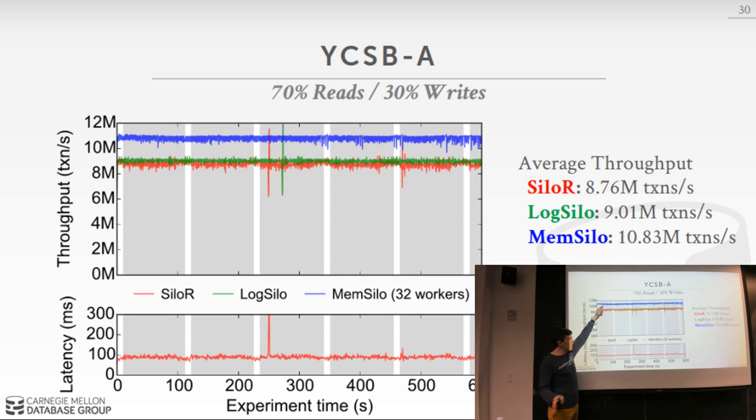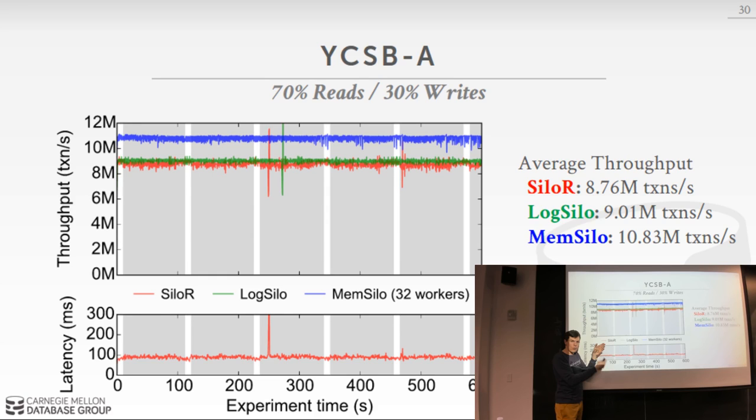And then these gray bands here represent when they're actually taking the checkpoint. So basically, in silo R, they're just taking checkpoints all the time. And then when the checkpoint finishes, they pause 10 seconds for whatever reason, and they start taking the next checkpoint. So the system is just constantly checkpointing over and over again.